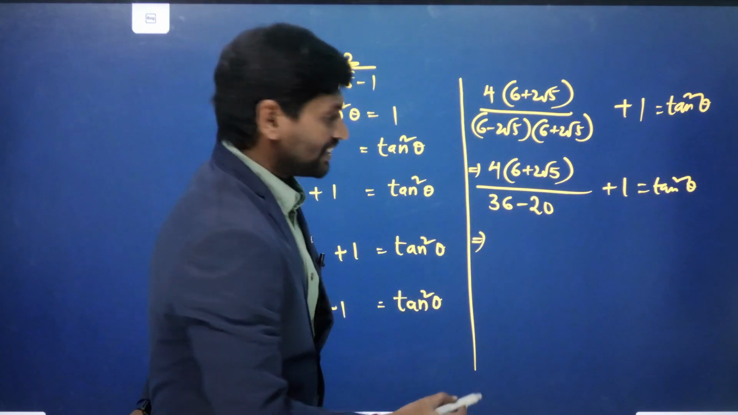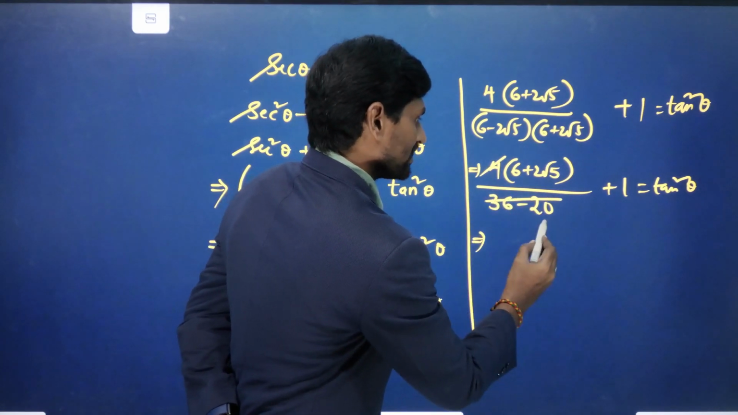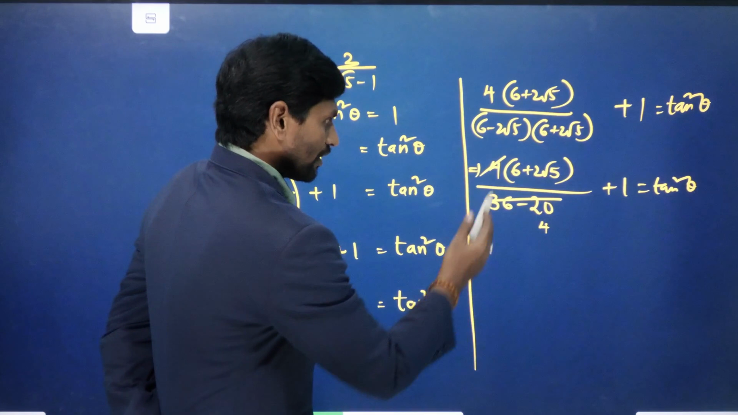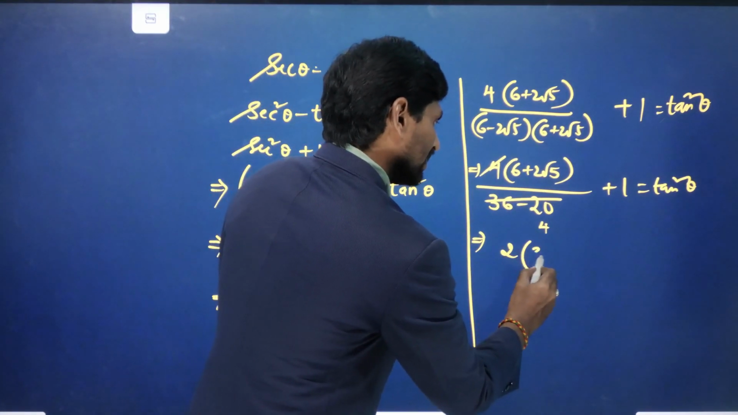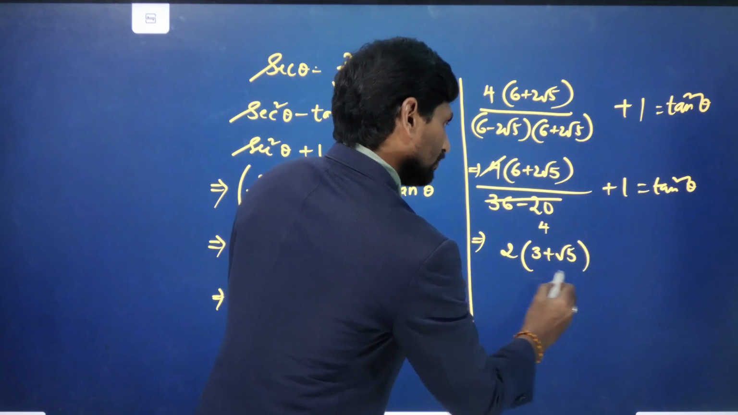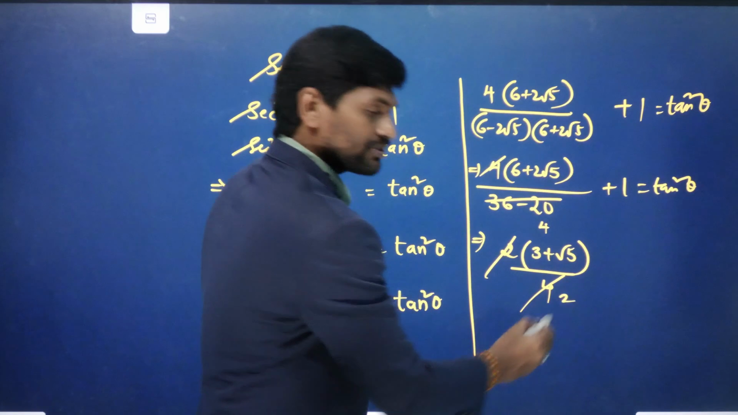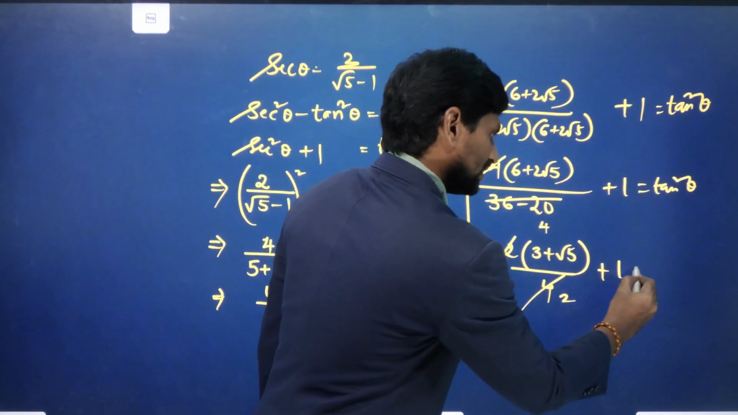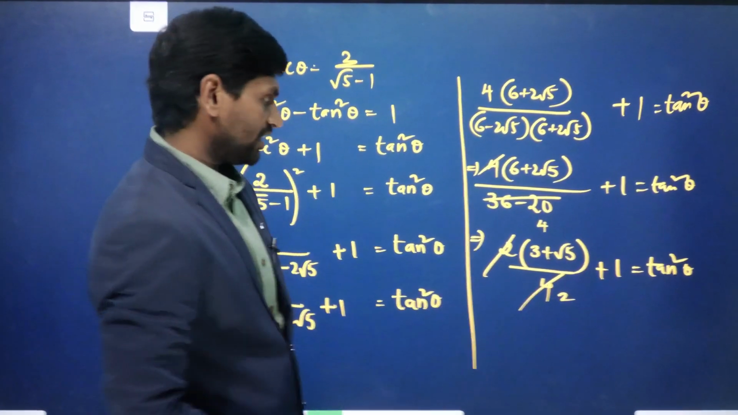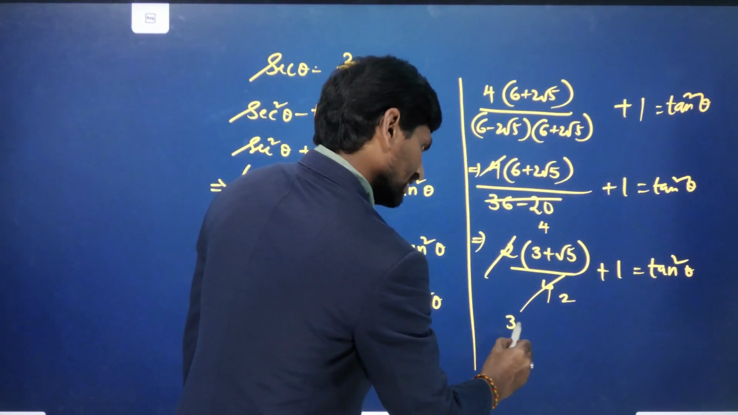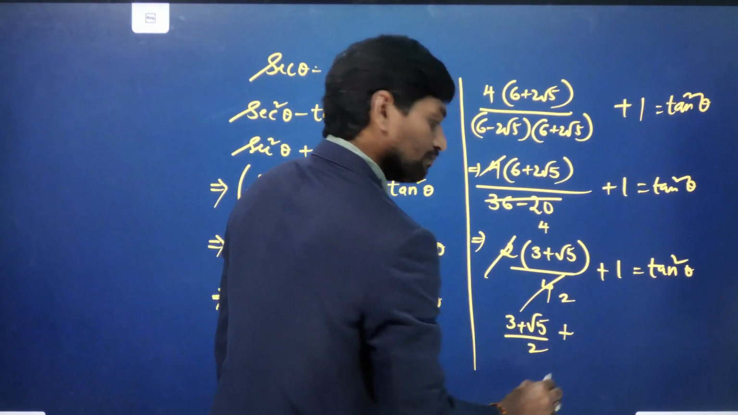Now 36 minus 20 is nothing but 16, and 4 times 16, 4 times cancel. So this will be cancelled in 4 times. So from both of them we can take 2 as a common term. Then what will be remaining here? (3 plus root 5) by 4. Now 2 into 4, 2 times cancel, plus 1, that is equals to tan square theta. Okay? So this will be (3 plus root 5) by 2 plus 1.